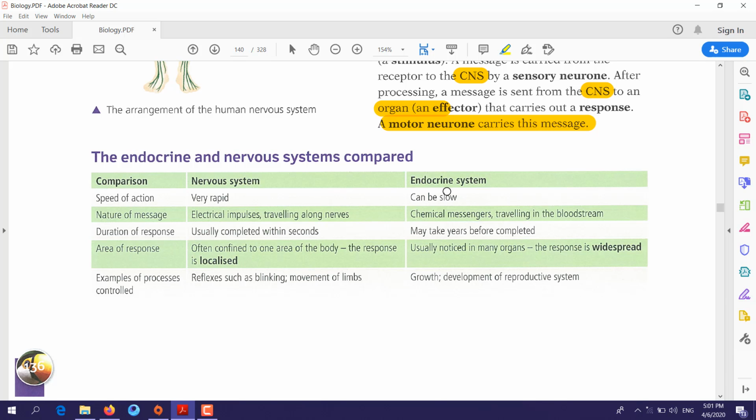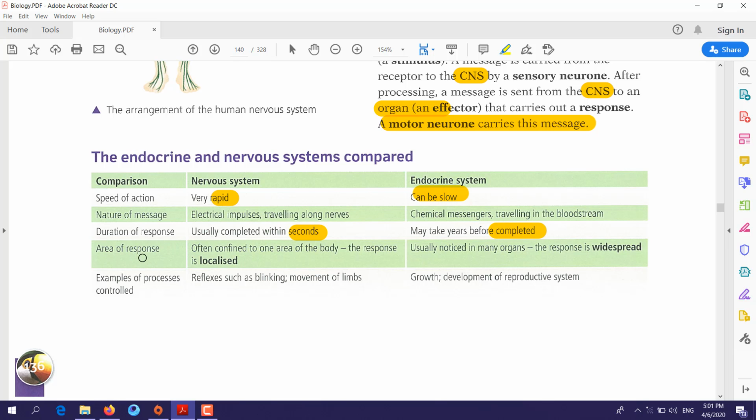What do we mean by endocrine system here? It's the system that releases hormones. These hormones travel around the body through the bloodstream. Duration of response: usually completed within seconds, or may take years before completed. Because we said the nervous system is rapid, it happens within seconds. Here it takes many years. For example, growth hormone works for a couple of years.